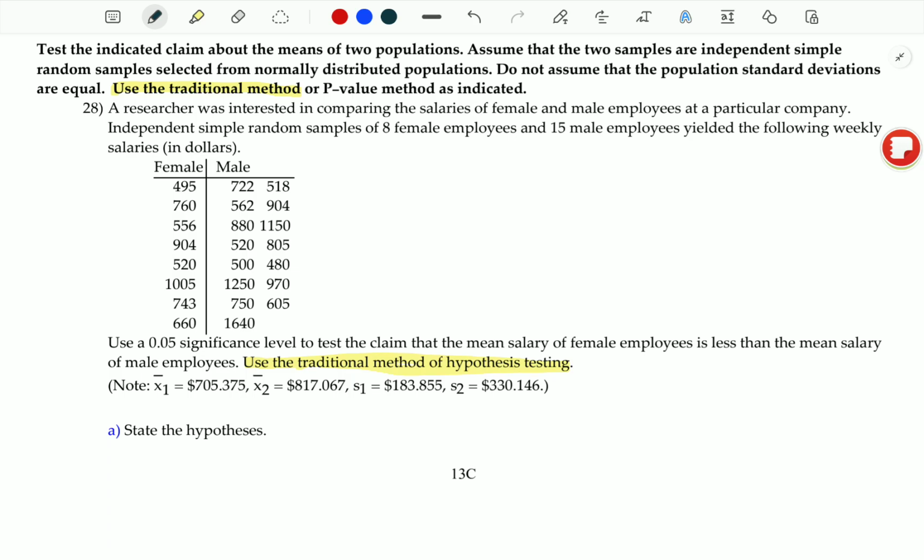Use the traditional method. So we want to test the claim that the mean salary of female employees is less than the mean salary of male employees. I want to highlight that and put that in red. The words "less than", because less than gives us a direction of our test.